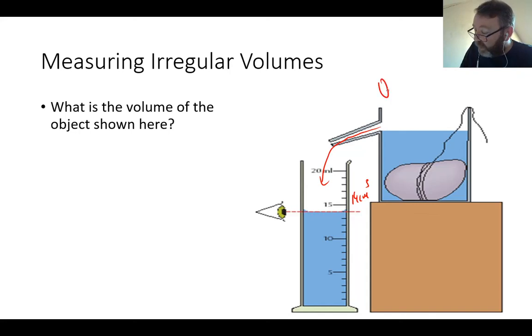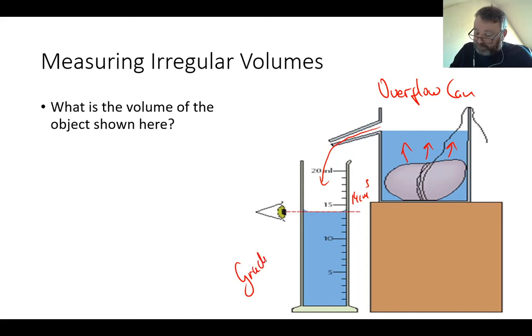This thing here, this is the overflow can, and it's named that for a very important reason, that the water overflows when you put it in. And because of the principle of Archimedes, this object pushes out its own size, and it all flows out here into this graduated cylinder, and we still use the graduated cylinder in order to be accurate about the volume of water that is present in the graduated cylinder. So the volume of water that's here, we can see from the bottom of the meniscus that is 14 centimeters cubed.